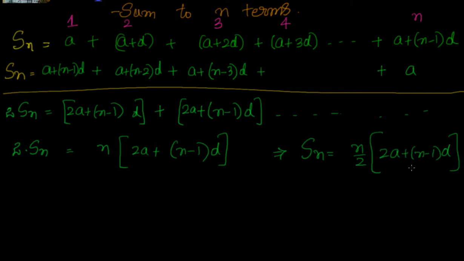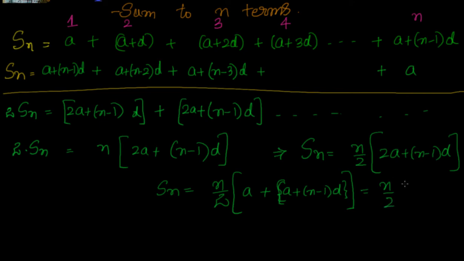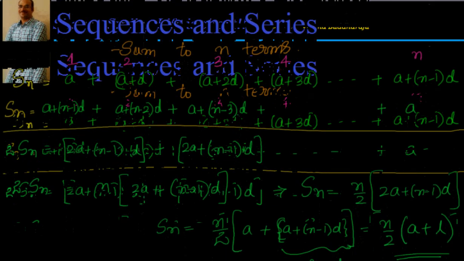Now Sn equal to n by 2 into 2a plus n minus 1 into d. I can also write it as Sn equal to n by 2 into a plus a plus n minus 1 into d. Can I do that? This whole thing is nothing but an, or can I say the last term l, so you can say n by 2 into a plus l. So that is the formula to find out the sum of n terms.